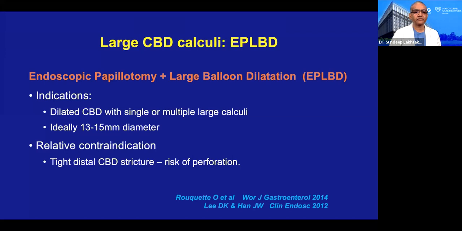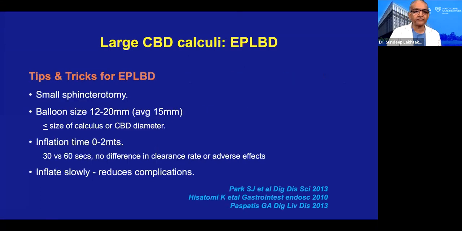So the indication for this EPLBD is that you use it in patients who have a dilated CBD with single or multiple large calculi. And ideally, you can go up to 13 to 15 millimeters of the balloon. Try not to go higher unless the bile duct is quite big in size and the lower CBD is not so big. The relative contraindication for this is a very tight stricture in the lower CBD, which can lead to risk of perforation, as mentioned earlier.